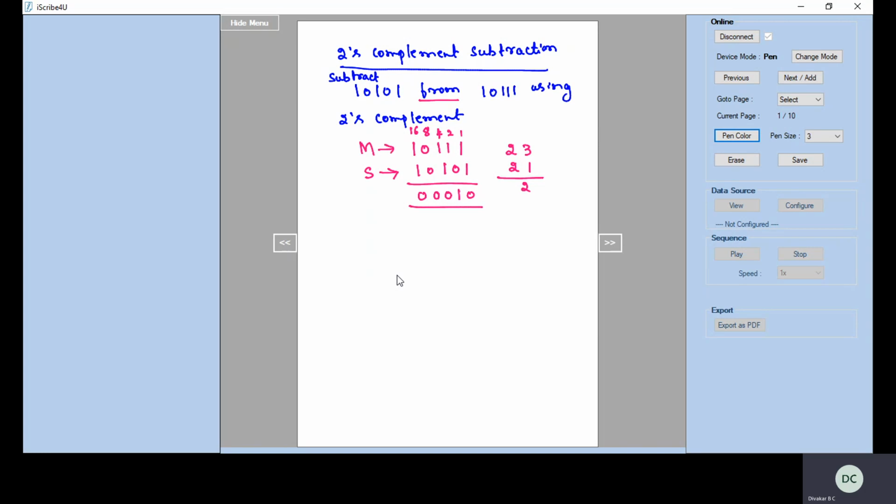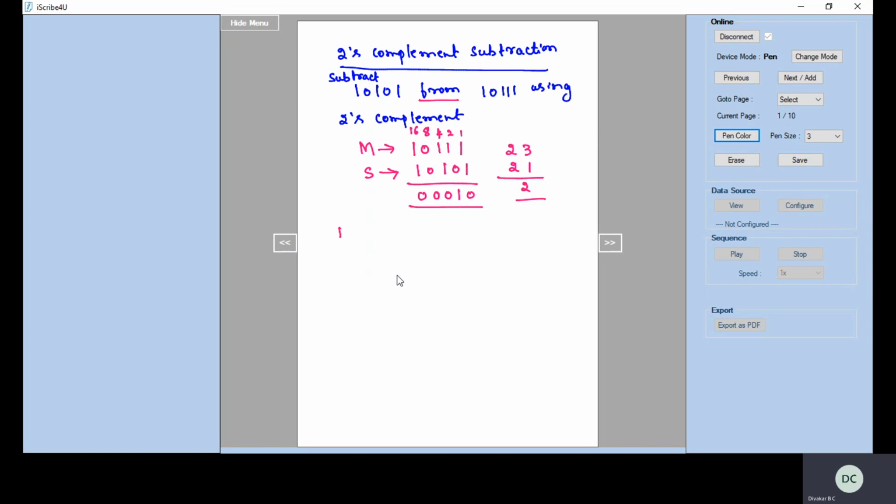In case of one's complement, there exists an end-around carry. Take the carry to the least significant bit and perform the addition to obtain the desired result. Whereas in case of two's complement, if the carry exists, we discard the carry. So case 1: the minuend is greater than the subtrahend.